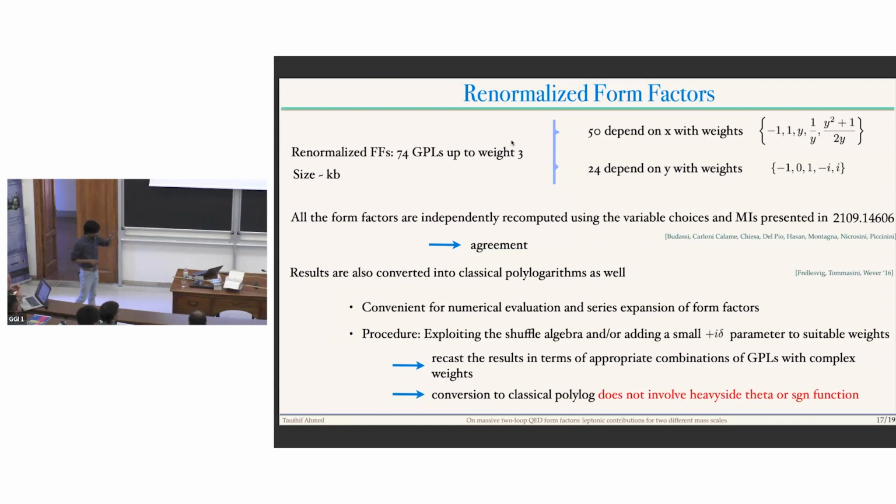And for each case, what we have found is that for one particular set of GPLs that you get from the shuffle algebra, you really don't need to introduce any Heaviside theta or signum function. You will get a perfectly valid polylogarithm without these functions. So that is a bit of convenience that we found. We don't know whether this is generically true, but based on some observation, we have found that one can convert GPL to polylog in this nice looking manner.